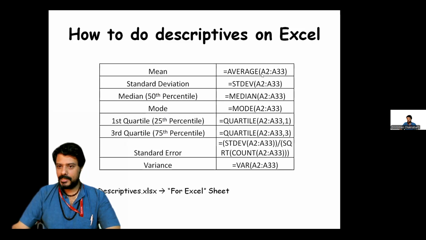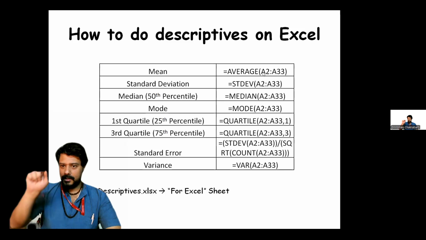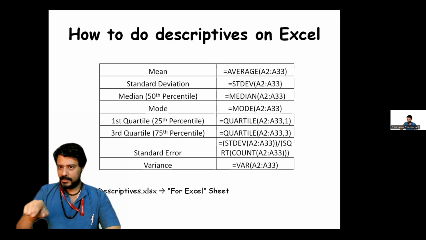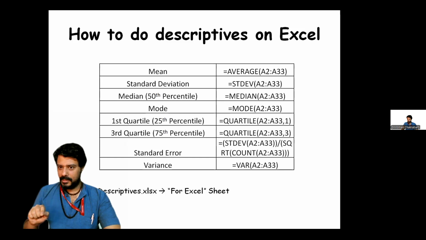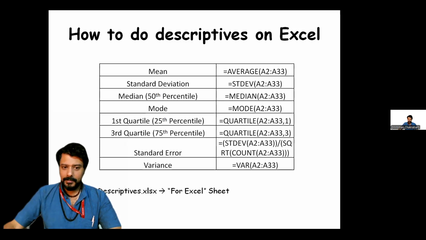So for mean, the function is average, equal to average. In the bracket, you put the data series. Here A is the column, and 2 or 33 is the row number. So A2 to A33, within column A from rows 2 to 33, is the data series that you are inputting as an argument for the function average, and this will produce the mean for you.